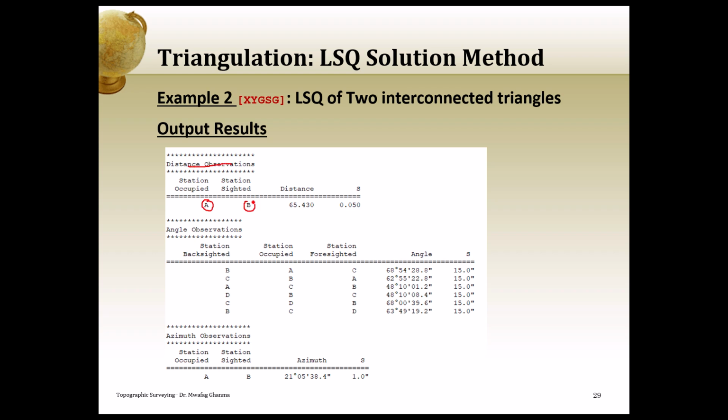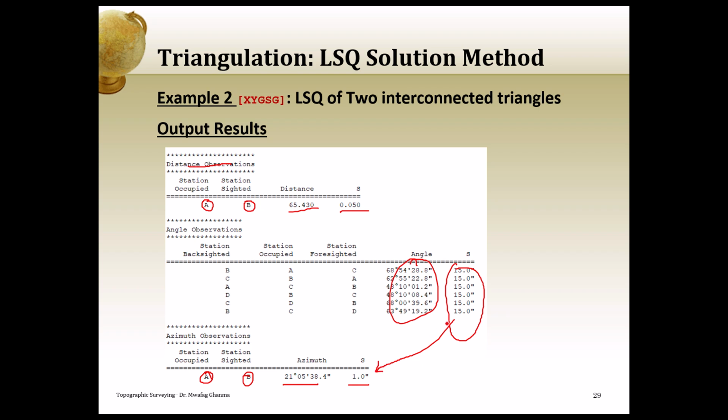This is the distance observations between point A and B. This is the baseline. So the distance is so and so, and here it is plus minus the standard deviation, plus minus 5 centimeters. Angle observations, and for every angle, this is how much is the measure of the angle, plus minus 15 seconds, the standard deviation. At the end, what do we have? We have the azimuth observation. This is the azimuth, and we have plus minus 1.